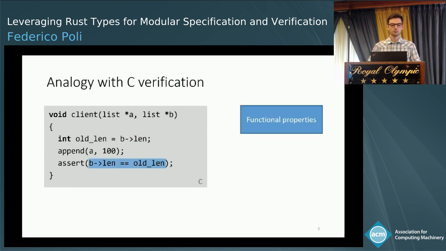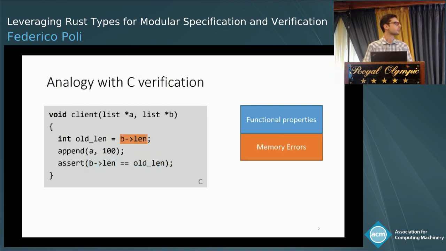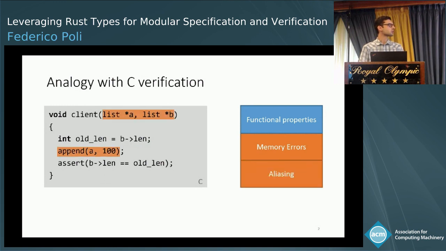Now you may be interested in proving some functional property about this program. For example, you want to prove statically that this assertion always holds. But this is challenging. Even for such a simple program, there are some problems with it. For example, the B pointer can be null or may point to uninitialized memory. Or also, you can have aliasing between the 2 parameters.